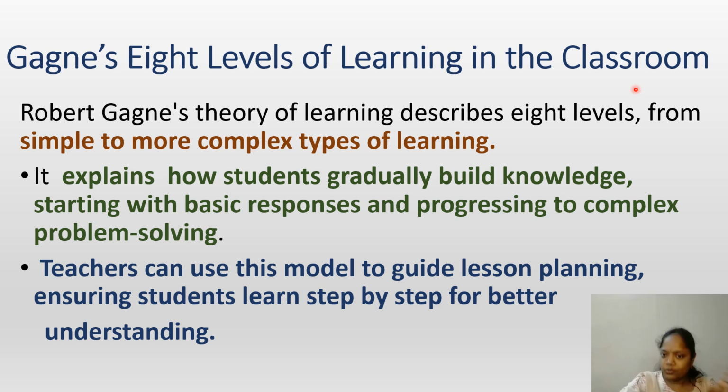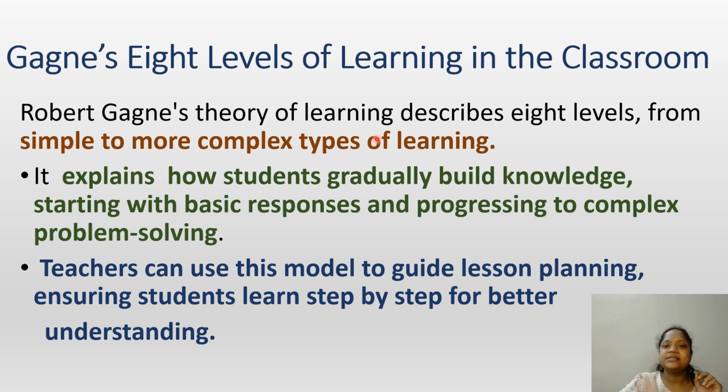Why do we have the 9 events of instruction? Our teacher should make teaching more effective by following those steps. Those 9 steps are the 9 events of instruction. In the 8 levels of learning, there are 8 levels. Seeing that level, the teacher should make a lesson plan. That is the main thing there. And teachers should follow these 8 levels in the teaching process.